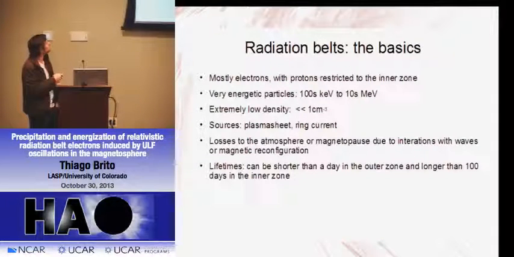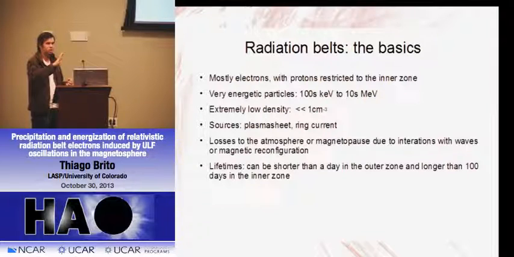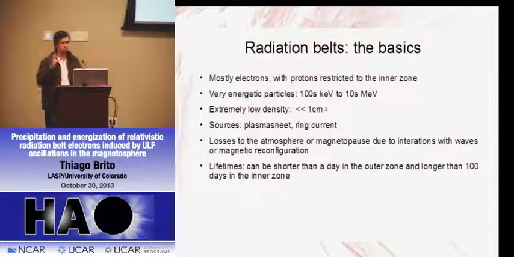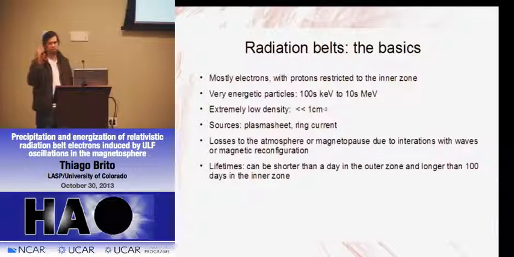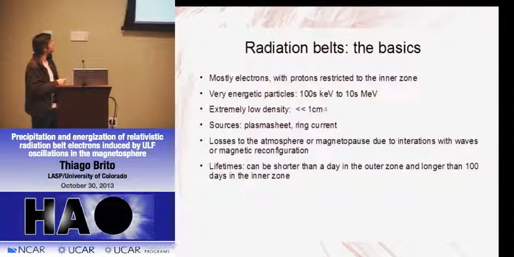So losses, there are two main types of losses. One is to the atmosphere, which I'm going to focus on in this talk. But there's also a very typical type of loss, which is to the magnetopause. If the magnetopause is compressed, then it moves inward, and so the particles that were at that particular L shell encounter the magnetopause and get lost to outer space. And so lifetimes are typical. They can range a lot, from one day to 100 days for the inner zone.